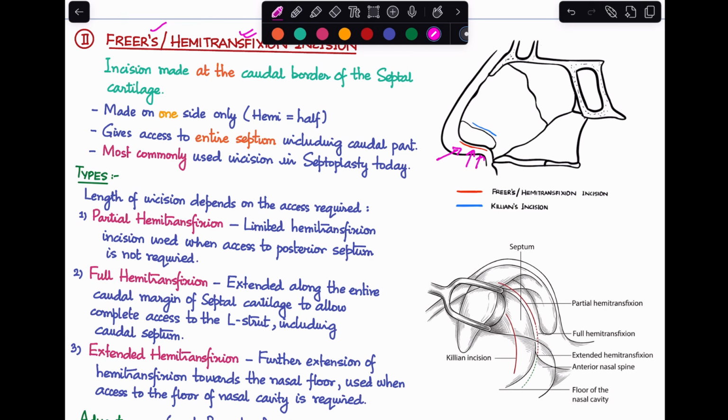That is why it is also known as hemitransfixion incision, where hemi means half. So it is only made on one side. Now, the advantage of this is that it will give you access to the entire septum, right? You're able to see the entire septum, including the caudal part of the septum, which you were not able to get when you put a Killian's incision. And Freer's incision is the most commonly used incision in septoplasty in today's times.